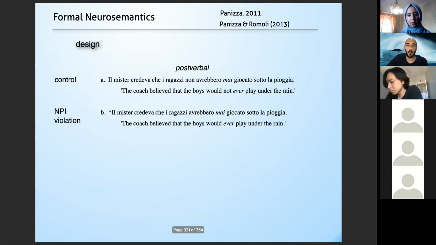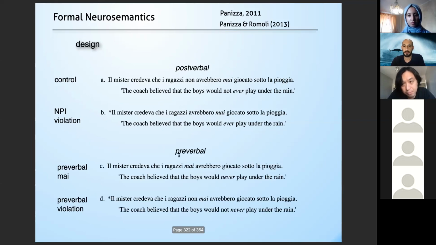Okay, so here's our design. We have a control sentence where we have "mai" after negation. So, the coach believed that the boys would not ever play under the rain. "Il mister credeva che i ragazzi non avrebbero mai giocato sotto la pioggia." NPI violation: same sentence without negation. The coach believed that the boys would ever play under the rain. "Il mister credeva che i ragazzi avrebbero mai giocato sotto la pioggia." Ungrammatical, okay? Ungrammatical because "mai" is post-verbal and with no negation.